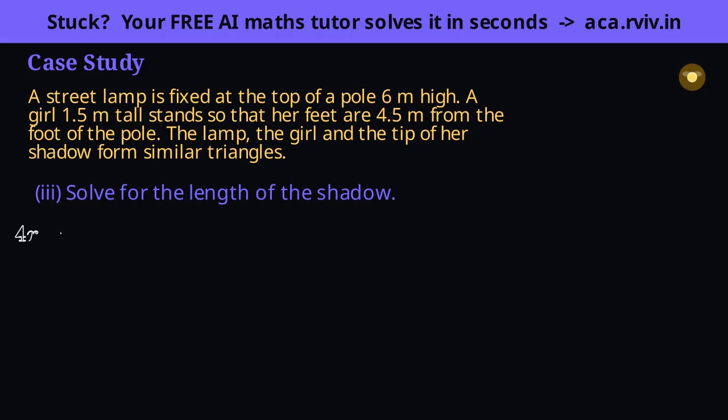Cross-multiplying gives 4x equals 4.5 plus x. Subtract x to get 3x equals 4.5. Divide by 3 and x is 1.5 meters. So her shadow is 1.5 meters, a length we found without ever measuring it, purely from similar triangles.